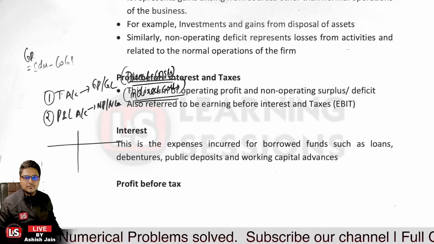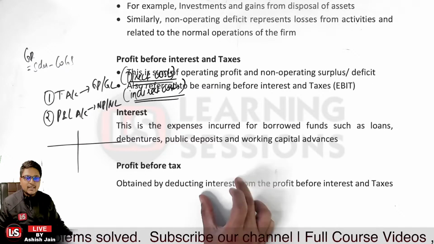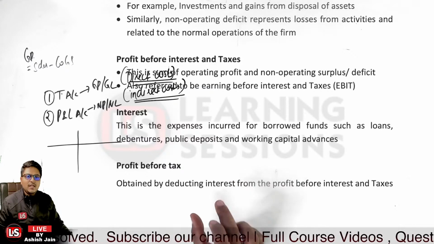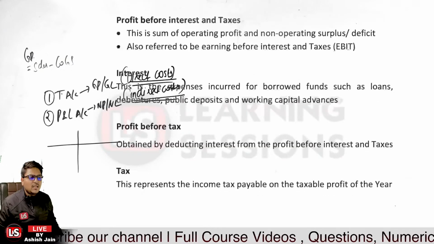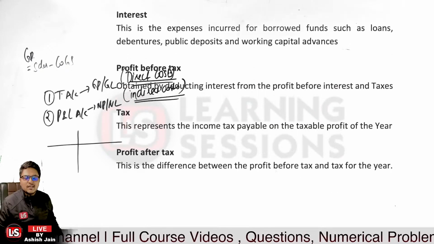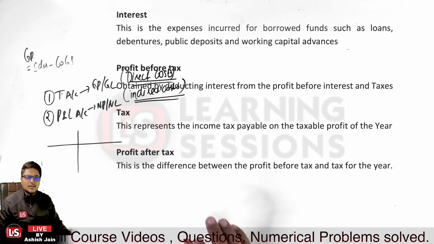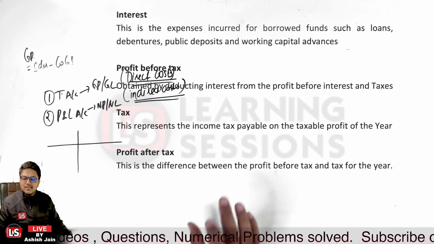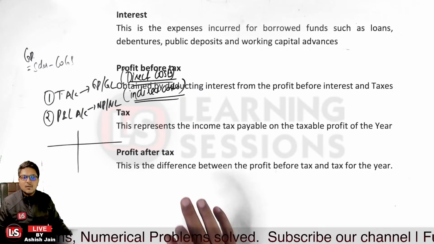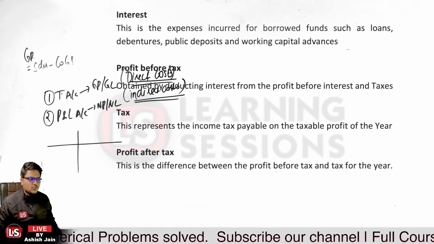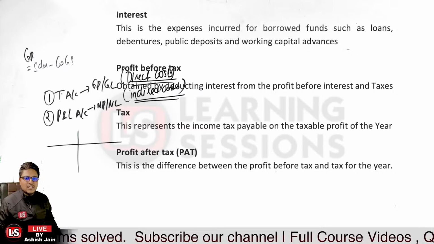And further, it is PBT, that is profit before tax. When you deduct the interest from the PBIT, that gives you PBT. And what is PAT? That is profit after tax. When you subtract the interest as well as the tax from the PBIT, that gives you PAT, popularly known as PAT, that is profit after tax.